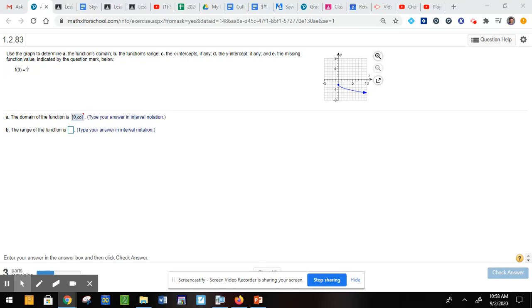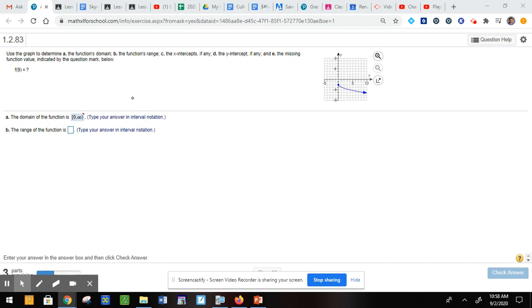So remember, domain for this function refers to the x values. So you're looking left to right, like where does the function go on the left? Where does the function go on the right?